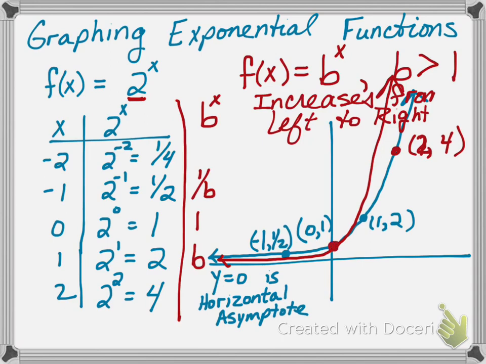So every exponential function where the base is greater than 1 has this same shape, where it increases from left to right and has a horizontal asymptote at y equals 0. But what if the base is less than 1? So let's look at f of x equals 1/2 to the x power.